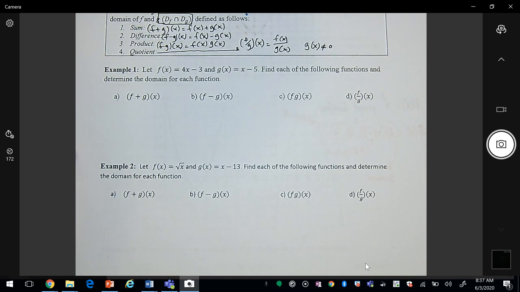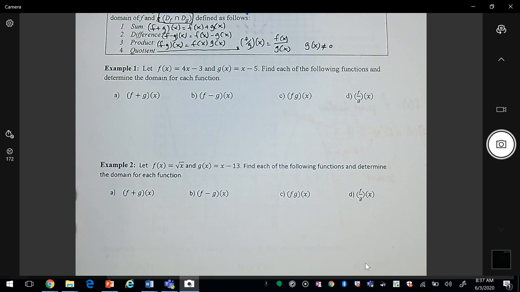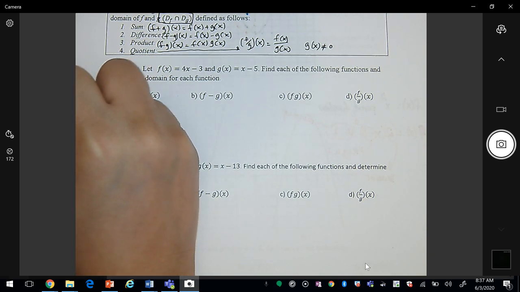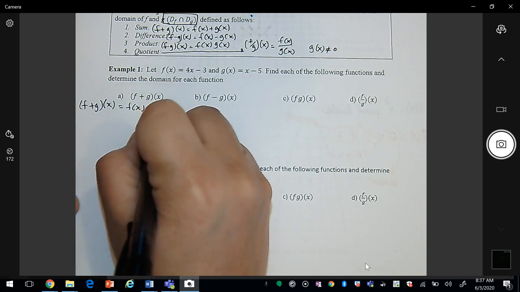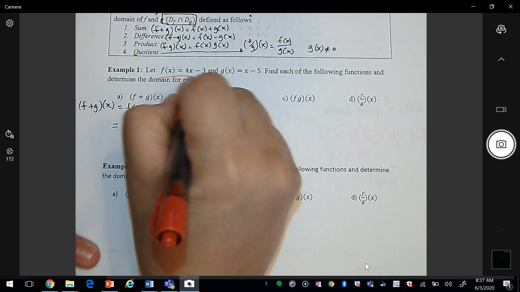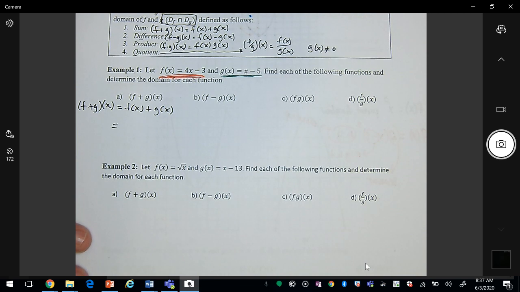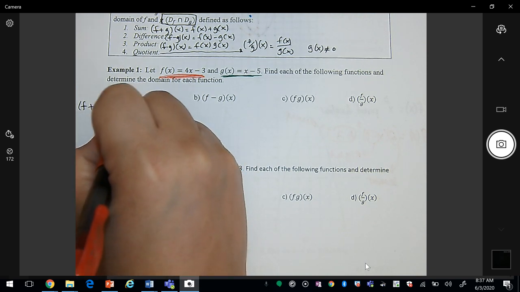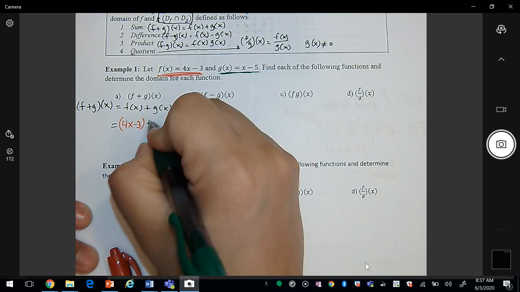Example 1, let f of x equals 4x minus 3 and g of x equals x minus 5. Find each of the following functions and determine the domain for each function. So first, we want to rewrite this the way it's defined. So I have f plus g of x. So I can rewrite this as f of x plus g of x. So here for the function f, we have 4x minus 3, and the function g, we have x minus 5. So I'm going to have f of x, which is 4x minus 3, plus g of x, which is x minus 5.